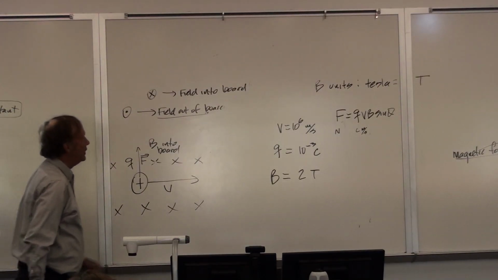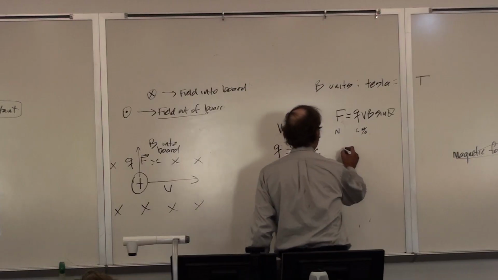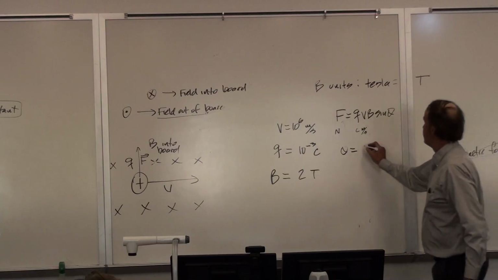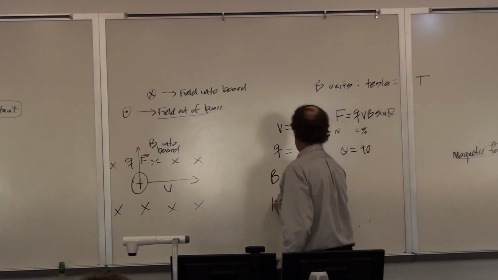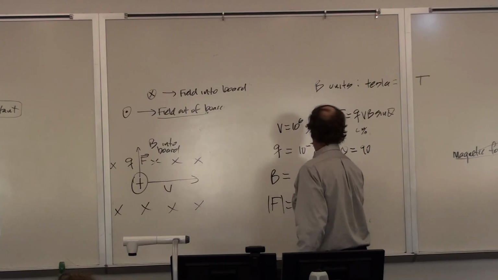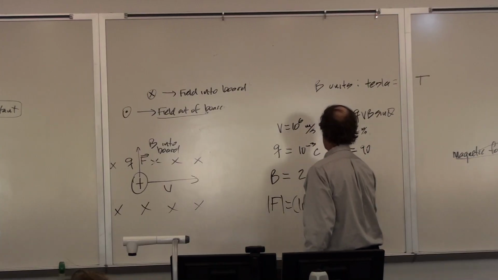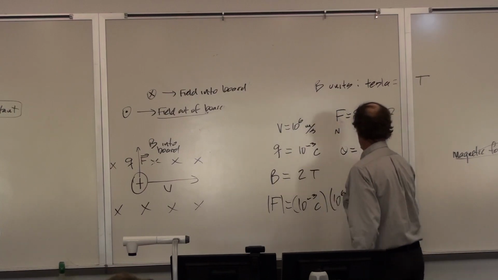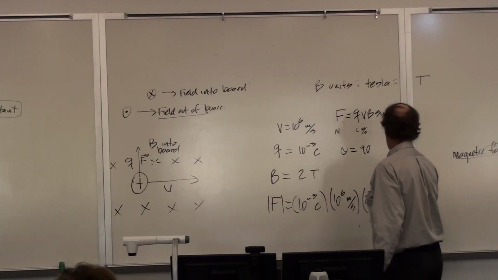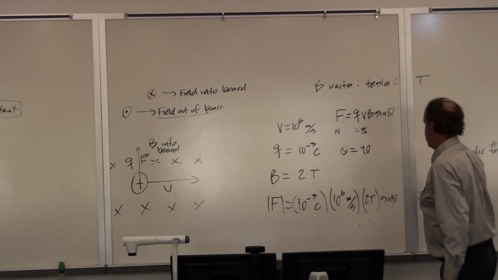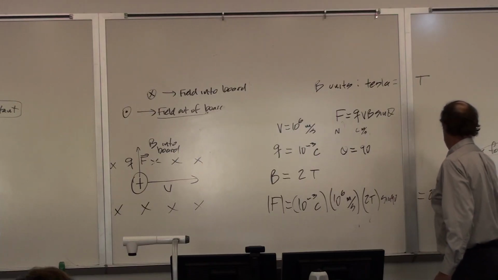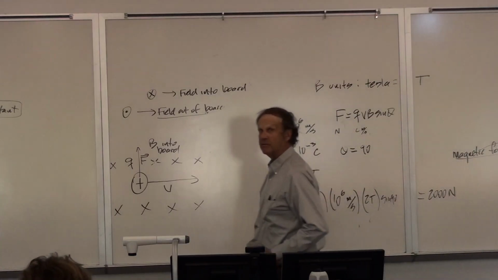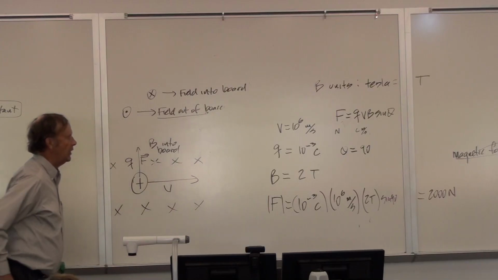Okay, so in this problem then, the angle would be what? Between v and B? 90. So the magnitude of the force then would be 10 to the minus 3 coulombs times 10 to the 6 meters per second times B, which is 2 Tesla, times the sine of 90. And so that would just be 2,000 newtons. So that's a pretty large force that's being exerted, 2,000 newtons on that mass.